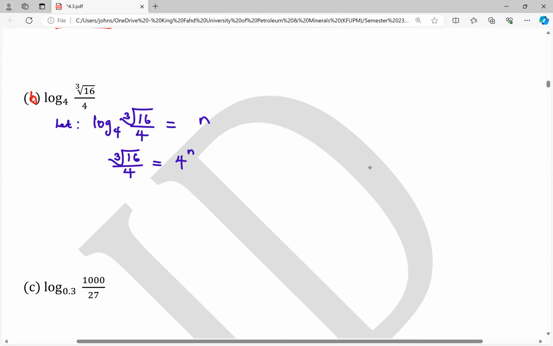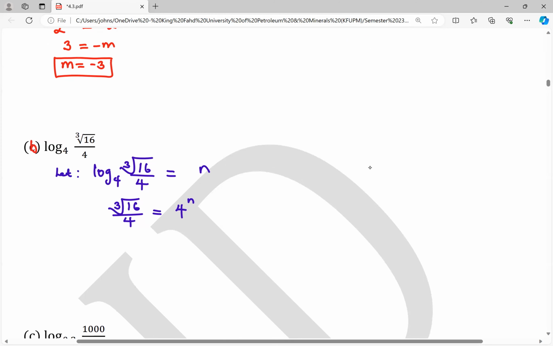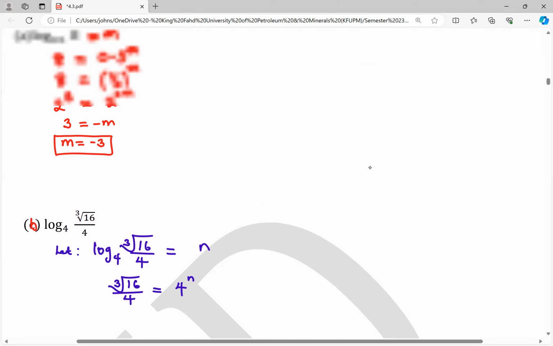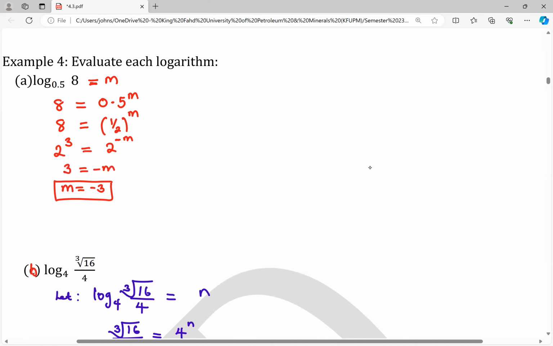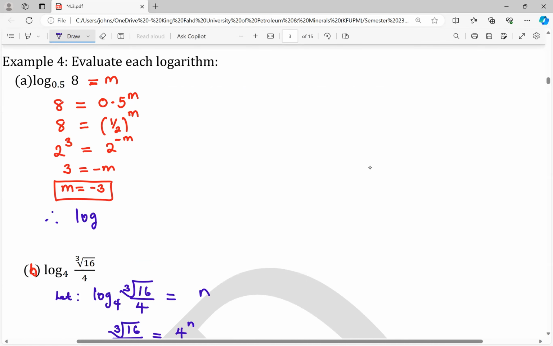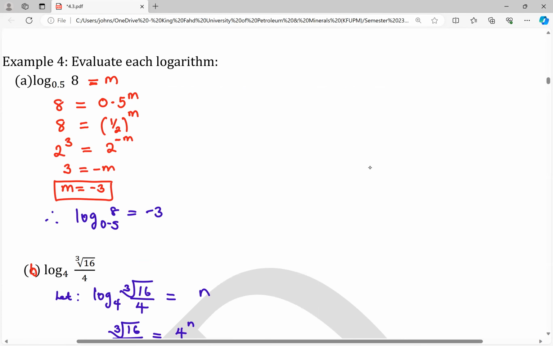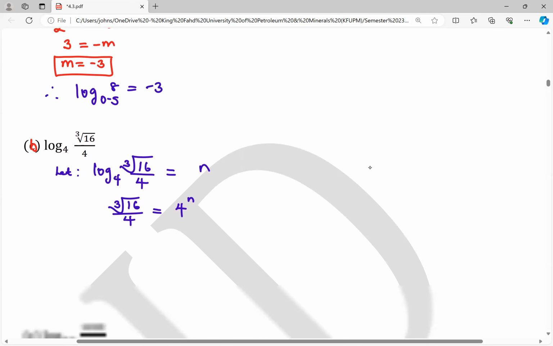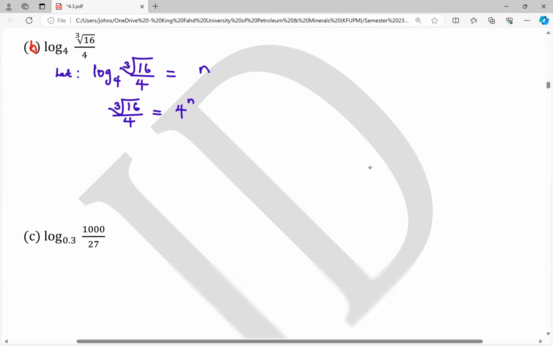And what that means is, if we can find what is m, remember here, we got what is m, so you can conclude here that log to base 0.5 of 8 is actually minus 3, because that is what m is. So here, let's come back here.